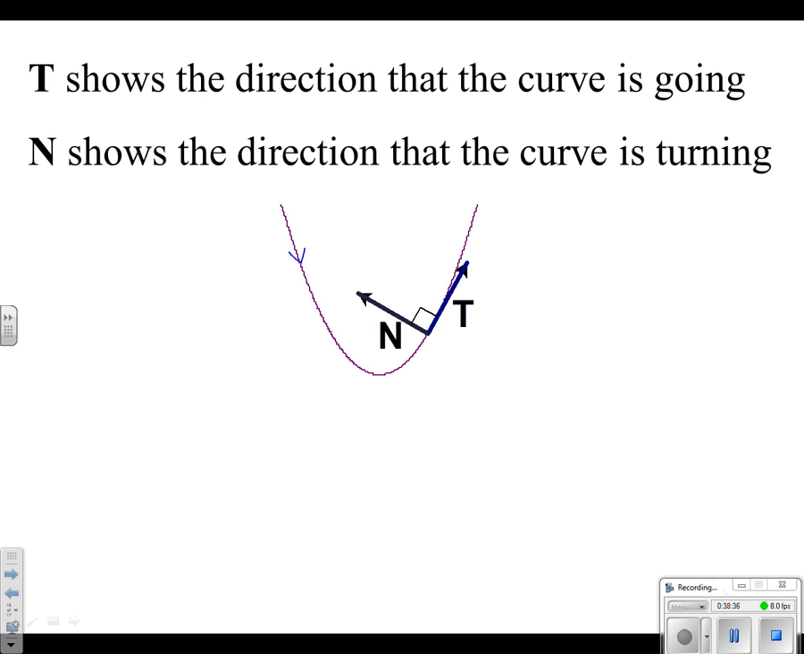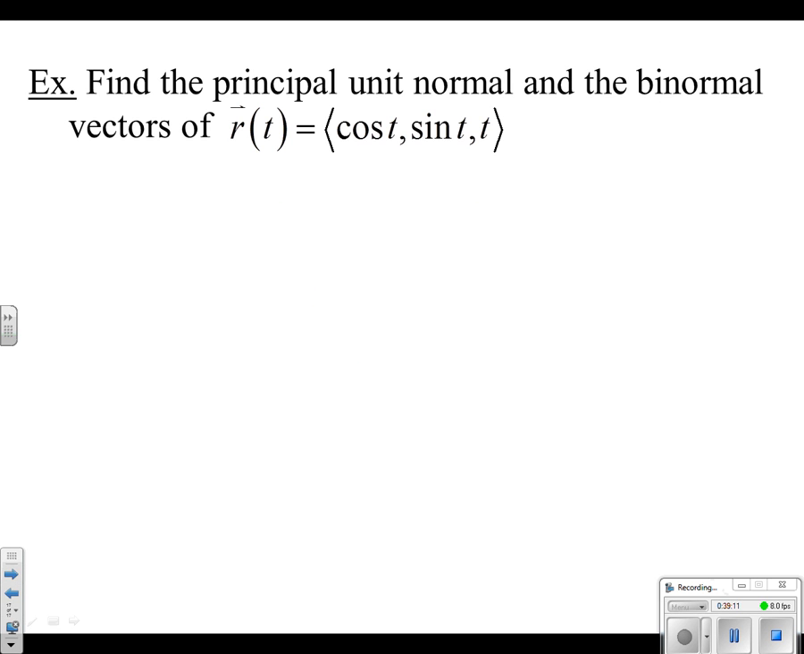So again, T is tangent, shows us which way we're going. N is normal, it points into the curve. And of course, there's that right angle because they are orthogonal. We just determined that. And then finally, B is orthogonal to both. Basically, if both of these vectors lie in the plane of the board, B is the vector sticking straight out of the board. Okay, so the binormal vector is sticking out of the plane defined by these two vectors. So just to play around with this a little bit, to practice this, find the principal unit normal and the binormal vectors of this function.